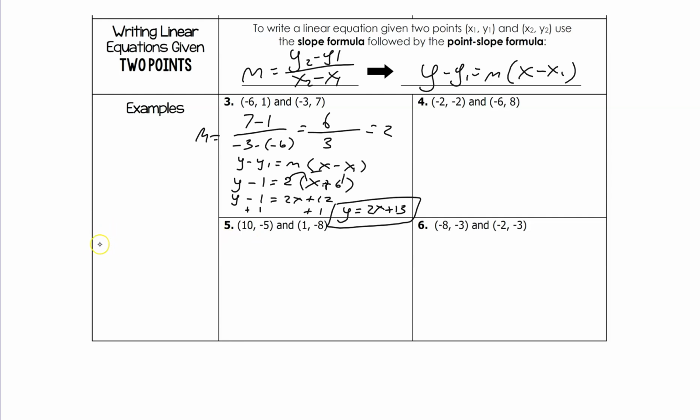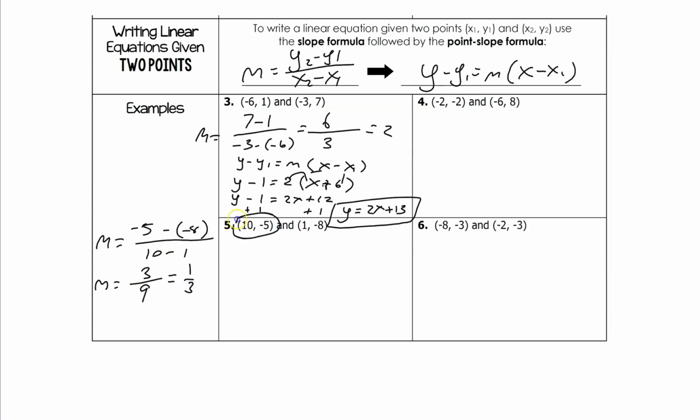All right, we'll try it again for number 5. Let's go find the slope over here. Our slope m is going to equal -5 minus negative 8. Doesn't matter which y's you do, you just have to go in order: -5, negative 8, 10, minus 1. So m, negative 5 plus 8 gives us 3 over 9. That means our slope is going to be 1/3.